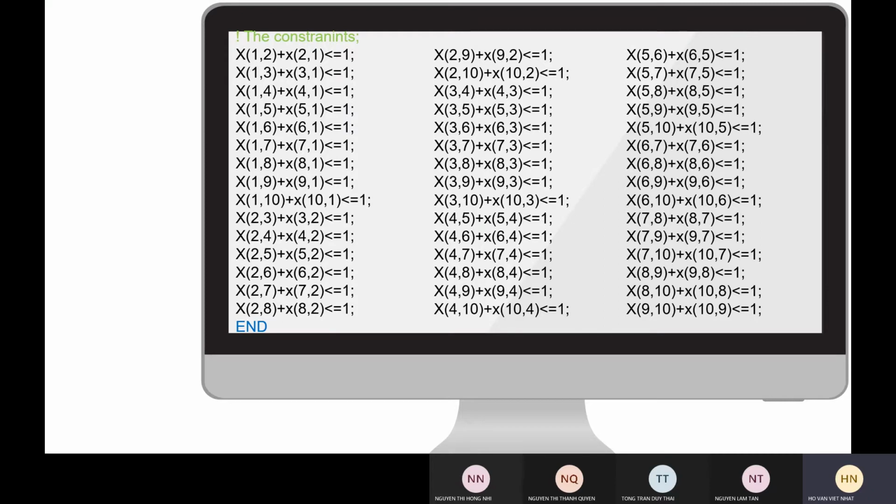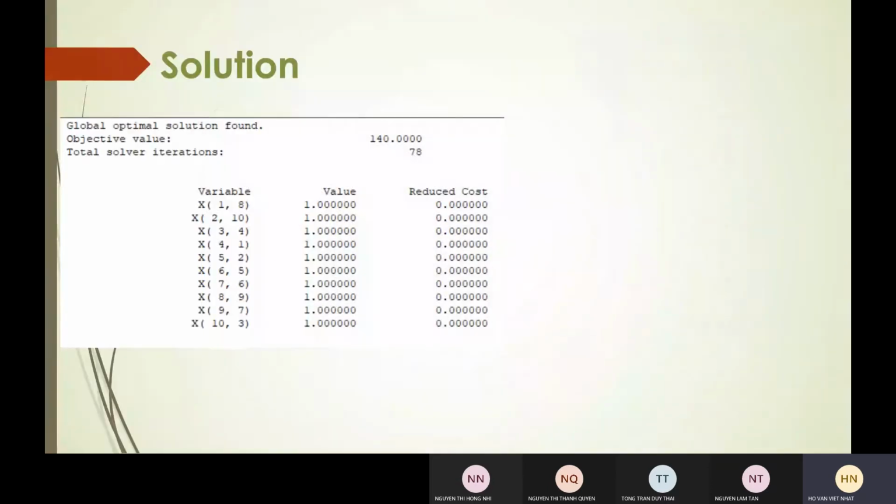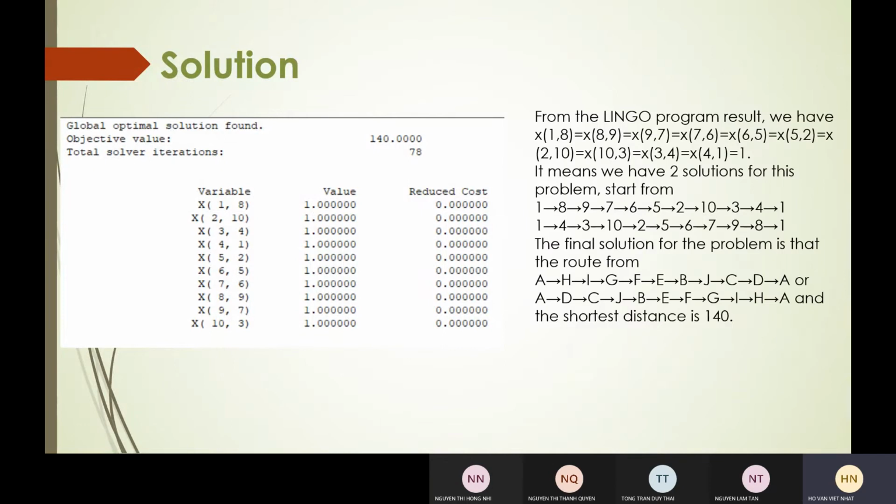That is the end of the Lingo program. And after using Lingo, we have the solution here. You can see that from the screen. We have variable h1a, h210, h34, h41, h52, h65, h76, h89, h97, and h103 is equal to 1. It means we have two solutions for this problem.